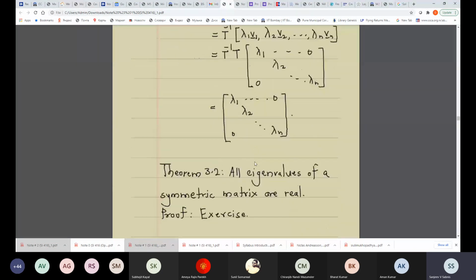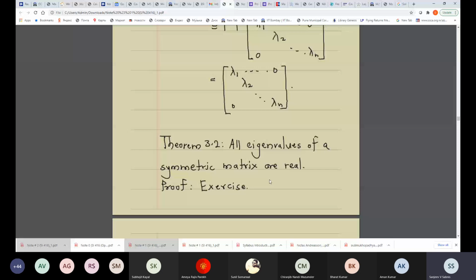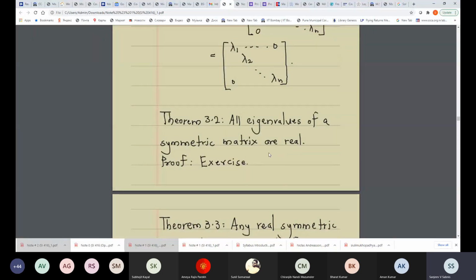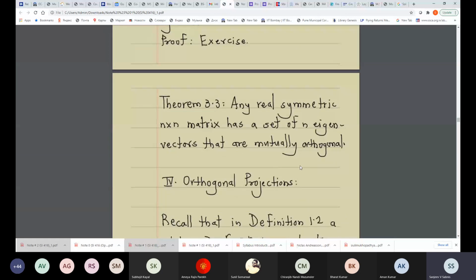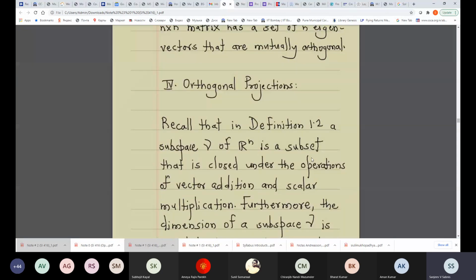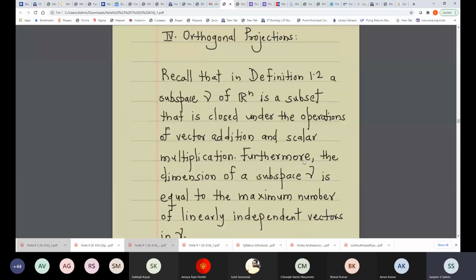All right, I'm going to skip this. So all eigenvalues of a symmetric matrix are real, a standard result. Any real symmetric n cross n matrix has a set of n eigenvectors that are mutually orthogonal, standard results. Okay. Now orthogonal projection.